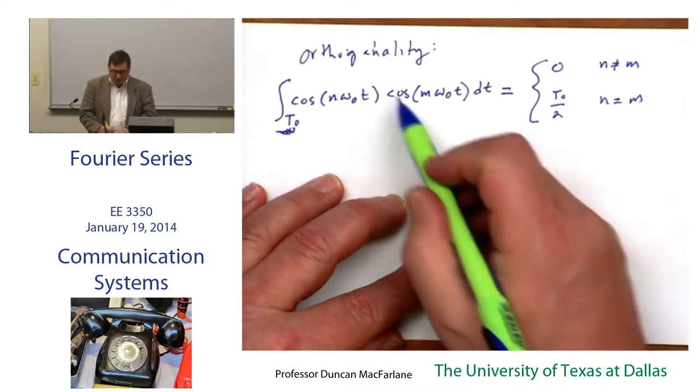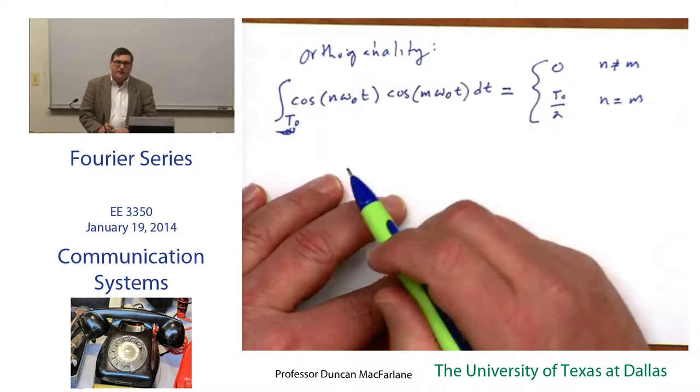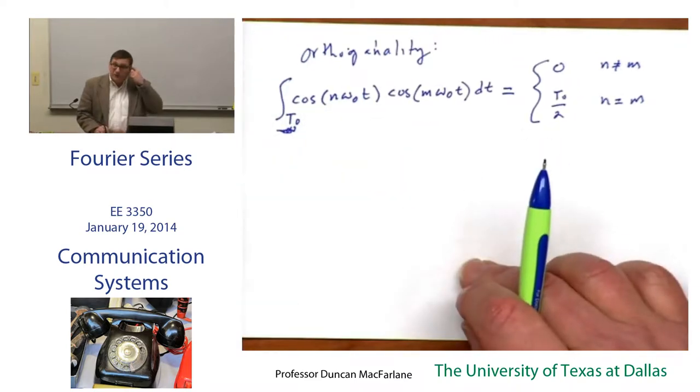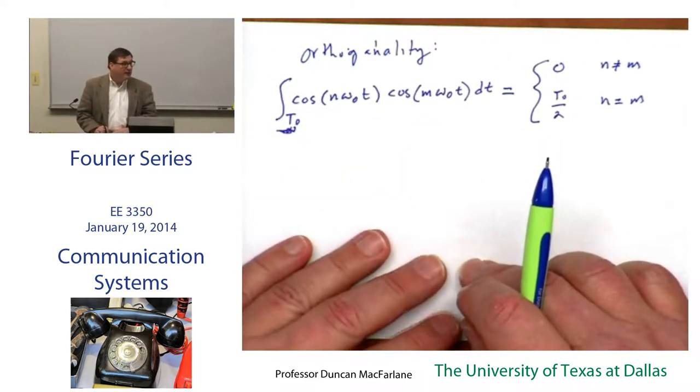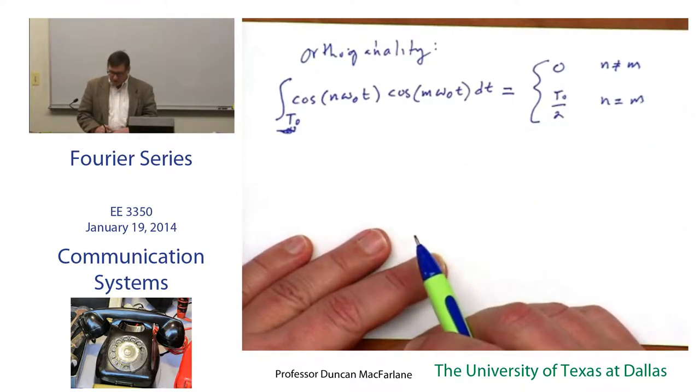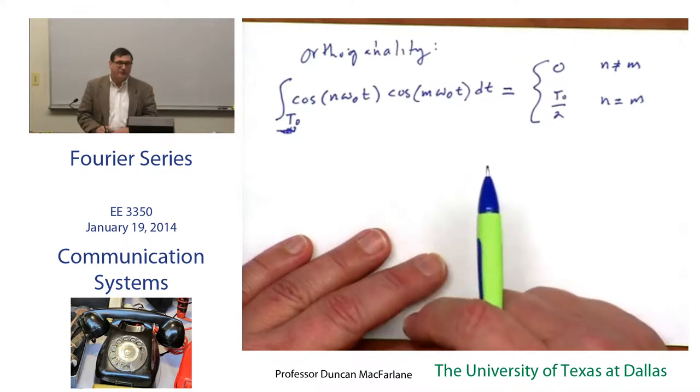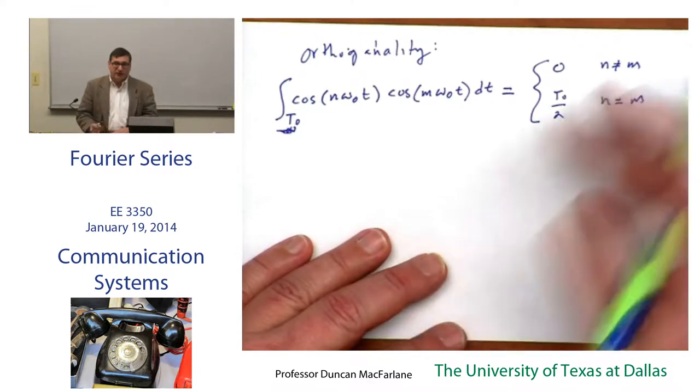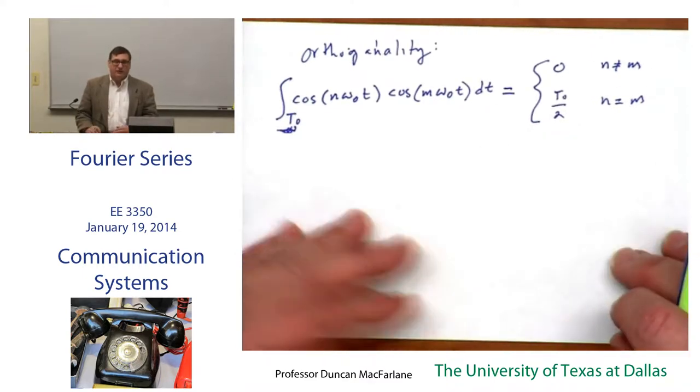That's a type of dot product where I take this signal, multiply it by this signal, and sum up all the vectors. Okay? Sum the vectors. And so if I do that, if those two are the same, I get an answer. I get a non-zero answer. Otherwise, it goes away. It's zero.